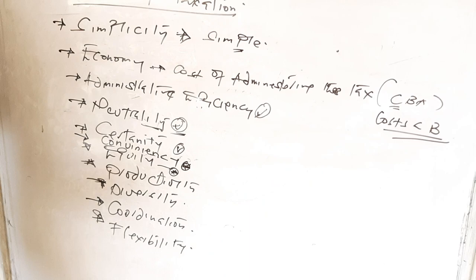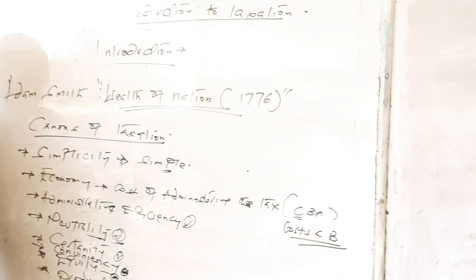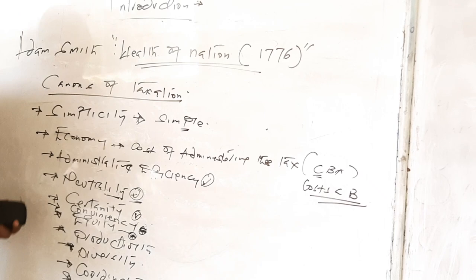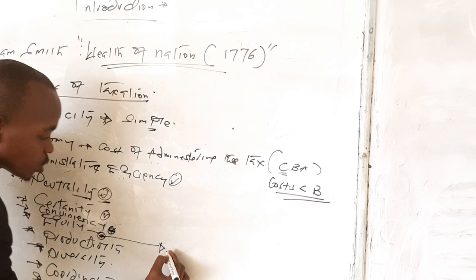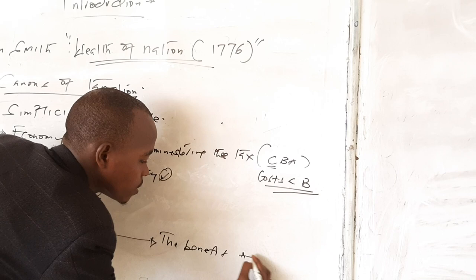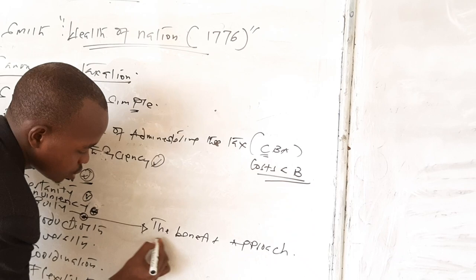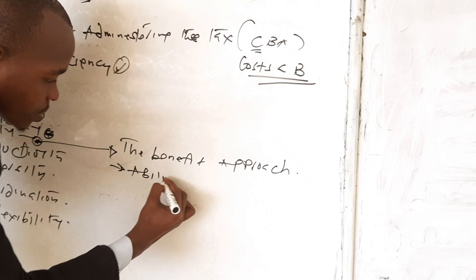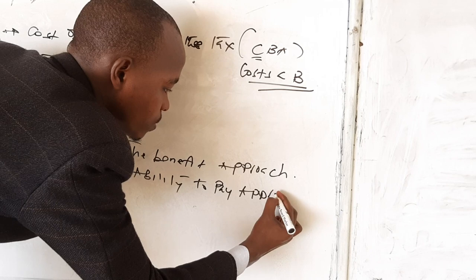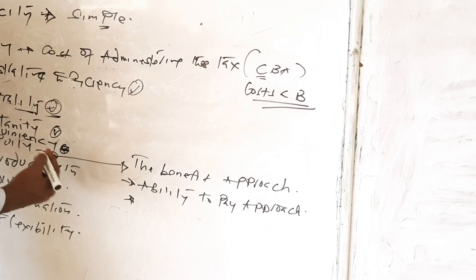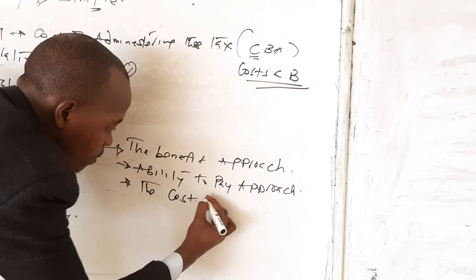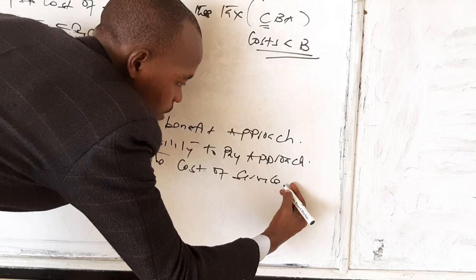What are these principles, these theories? Under equity, we can talk of different approaches: the benefit approach, the ability to pay approach, and the cost of service principle or approach.